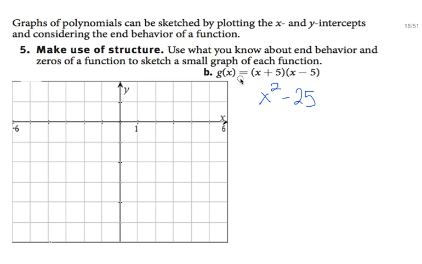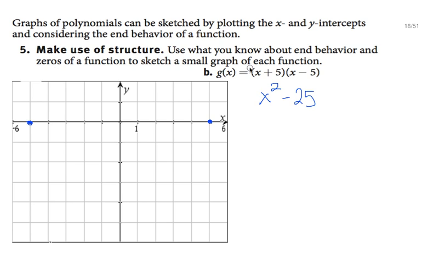Now, the reason why they have it set up in factored form is to help us find their x-intercepts. So if I set this factor equal to 0 and solve for x, I would get x equals -5. So I'm going to have an x-intercept at -5. And if I set this equal to 0 and solve for x, I would get x equals 5. So I will have an x-intercept at -5 and +5.